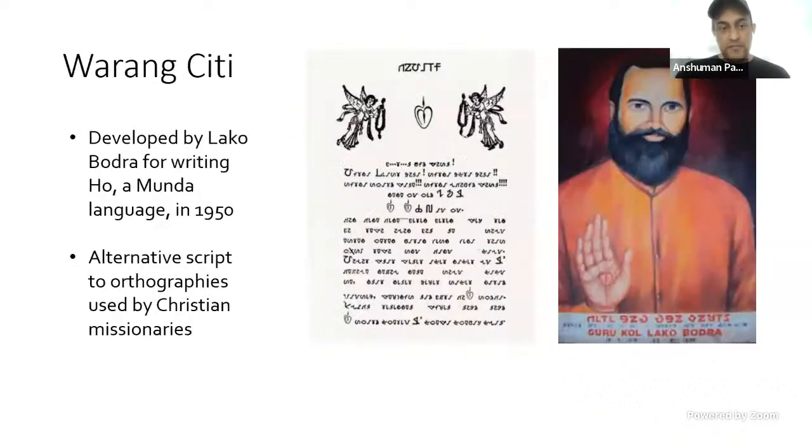Warang Chiti was developed by Lako Bodra for writing Ho, another Munda language, in the 1950s, and it was designed as an alternate script to orthographies that were presented to the Ho by Christian missionaries. And here's an example of what the script looks like.